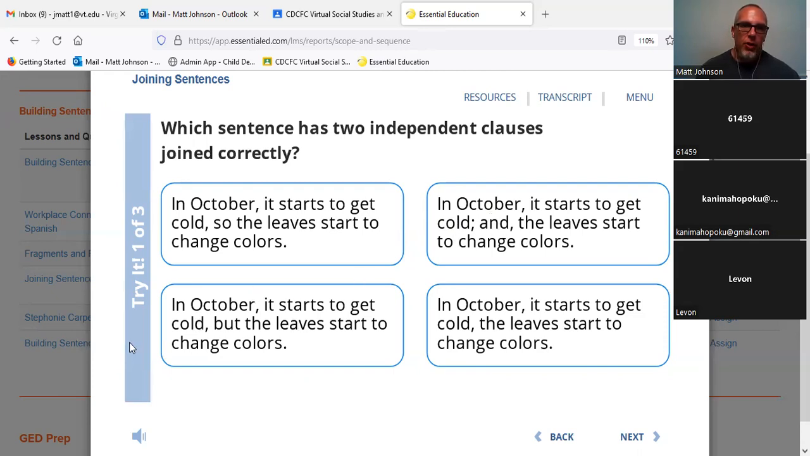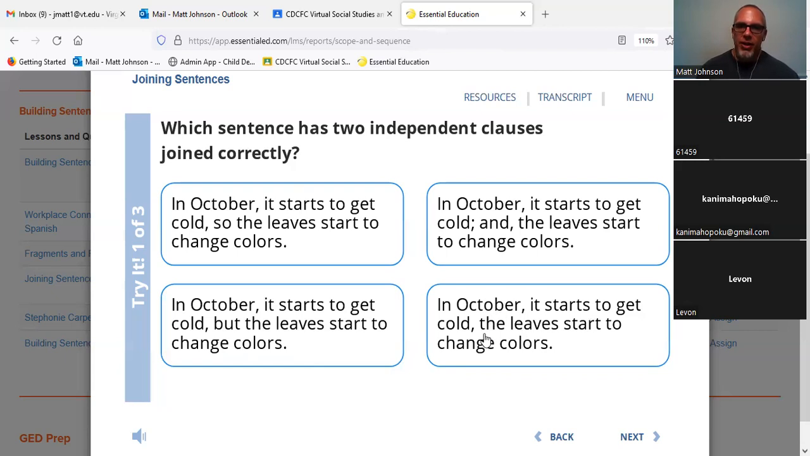In October, it starts to get cold, but the leaves start to change colors. Grammatically correct. This is a context thing here. That's contrast though, it's like saying however. Well, we kind of know it gets cold in October and we know that the leaves change. So this makes it sound like that's an exception, like that is something exceptional that is happening in that case. No, that's commonplace for the leaves to start to change color in October.